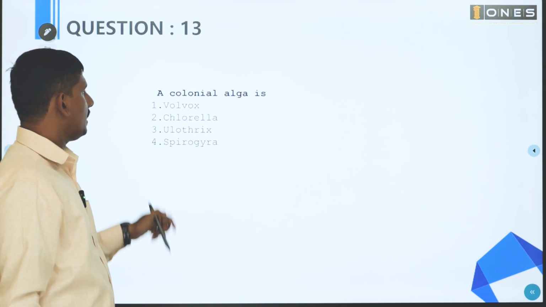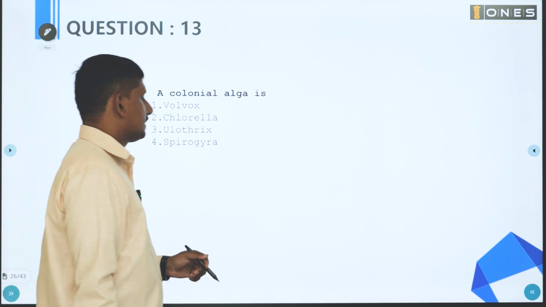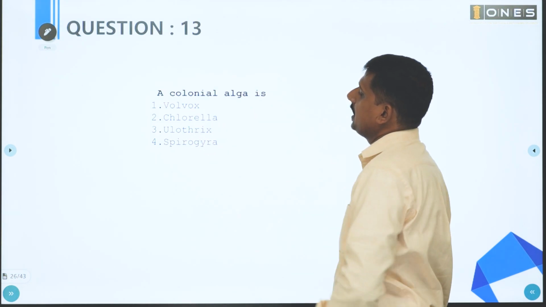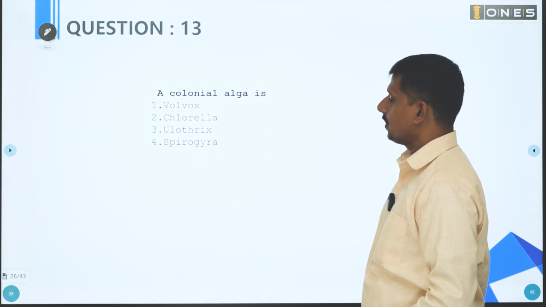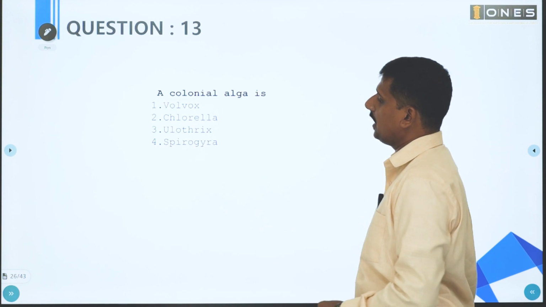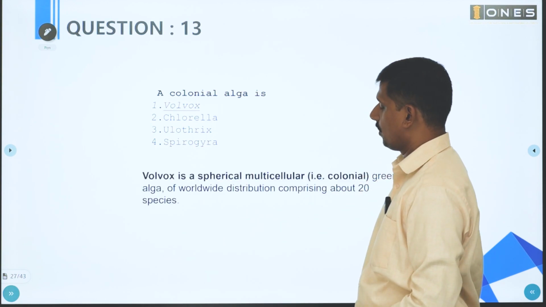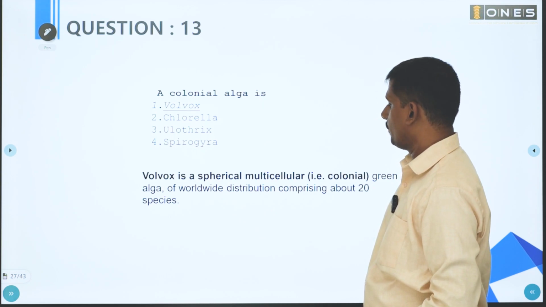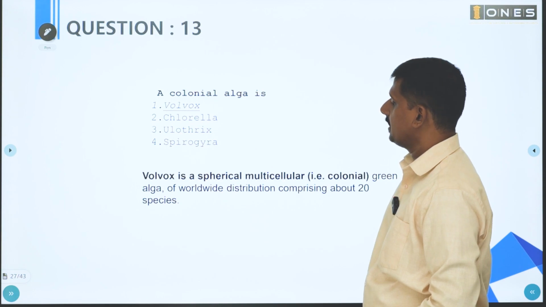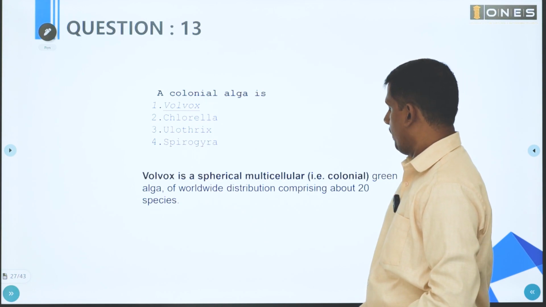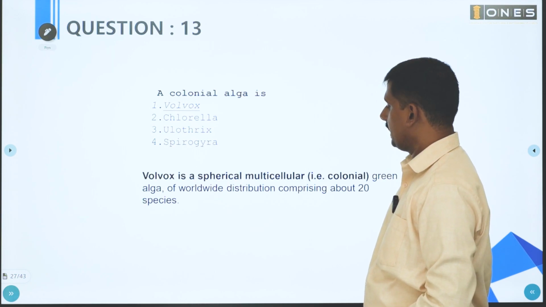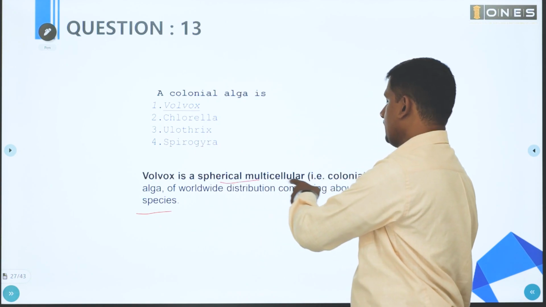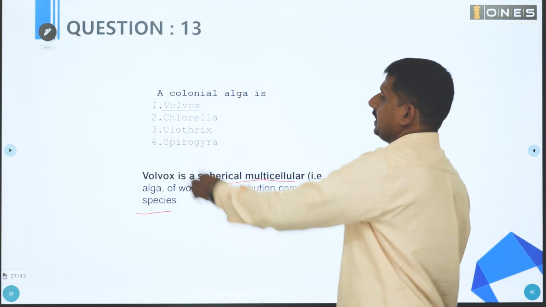Okay. Now next question: colonial algae is. Colonial algae means algae in colonial formation. So the options are Volvox, Chlorella, Ulothrix and Spirogyra. So the right answer is Volvox. Volvox is a spherical multicellular, that is colonial, green algae of worldwide distribution comprising about 20 species. So it's a spherical multicellular green algae. So the right answer is Volvox.